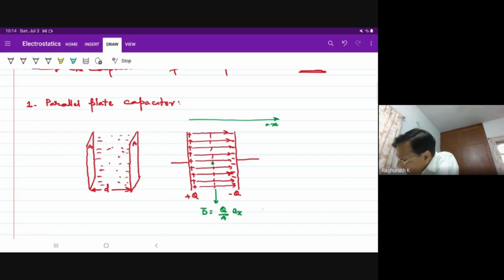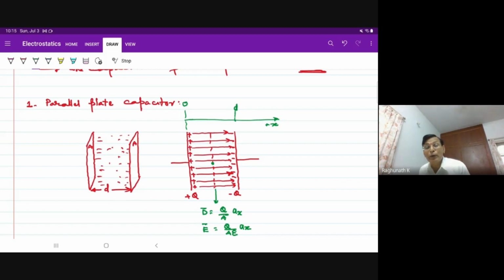So the electric field intensity E bar is equal to Q by A epsilon a_X. Uniform. Assuming that one plate is at X equal to 0 and another at X equal to D. No confusion, no? Check it once.